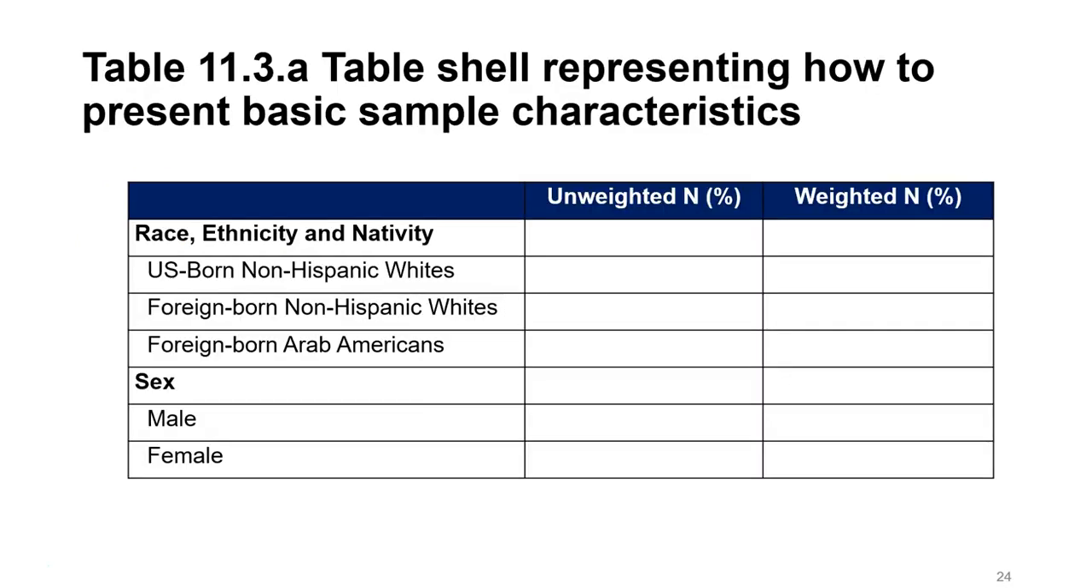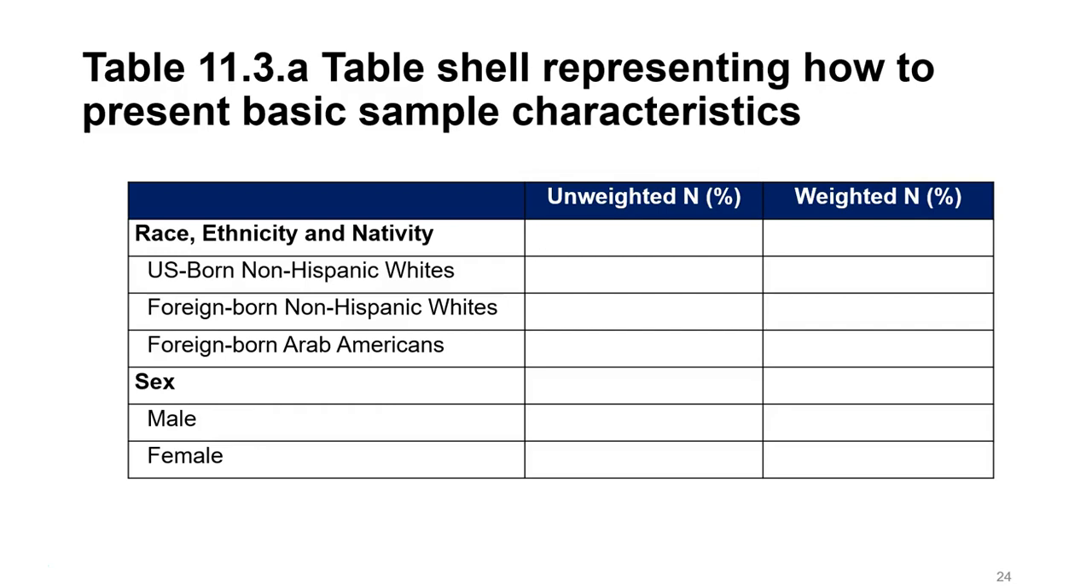So Table 11.3.a is a table shell representing how to present basic sample characteristics. And so I have many students do activities like this in my lab where I create table shells and then I ask them to read outputs of data and enter the results within the table shell. So it could be that I just want to say how many people are in my sample and what the differences by sex are. And so I could include a column that has N, which is the number or the frequency, and the percent of people within each of the groups.